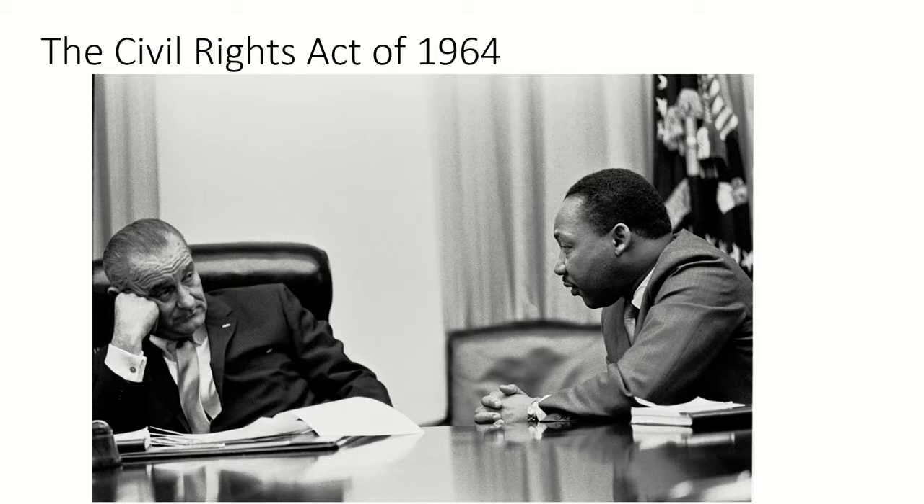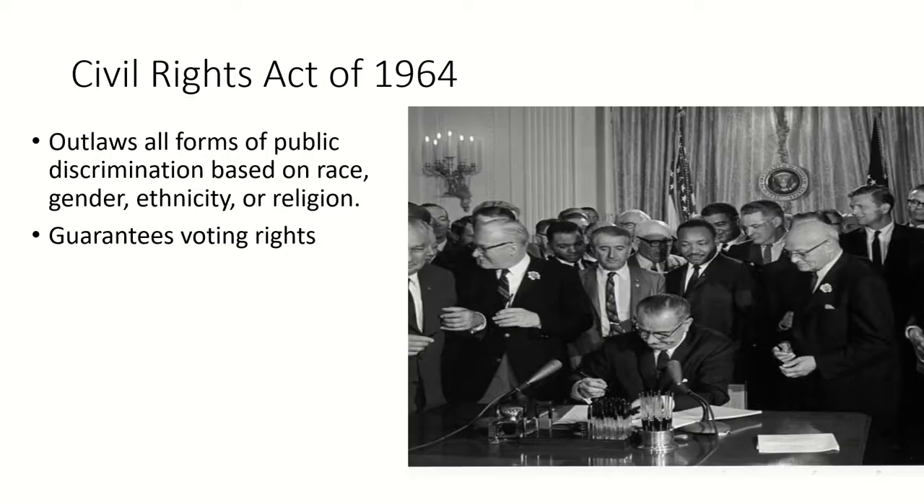And by 1964, President Lyndon Baines Johnson had been convinced to back the Civil Rights Act of 1964, which gave the federal government the authority to go into all of the states and make sure that all civil rights were being applied equally. And so, according to this law, all forms of public discrimination based on race, gender, ethnicity, or religion are banned. And it also guarantees the voting right to all who are eligible to vote.